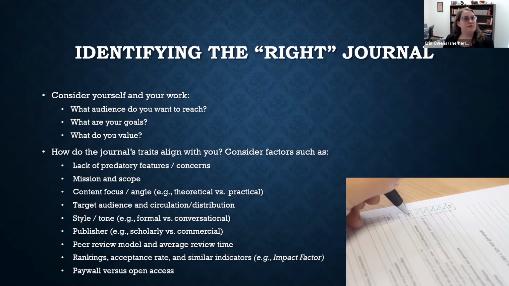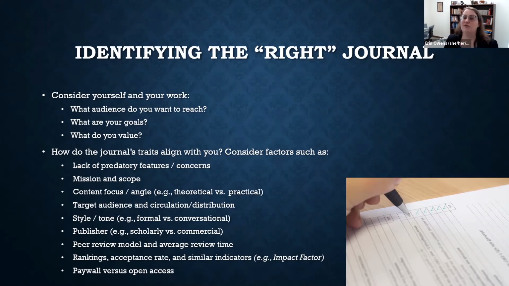The author doesn't know who's reviewing them, but the reviewer will know who the author is. And that may open potential for either positive or negative bias because it's a friend or it's a competitor, what have you. In addition to the model of peer review, we may want to look at the average length of time it takes them to peer review.